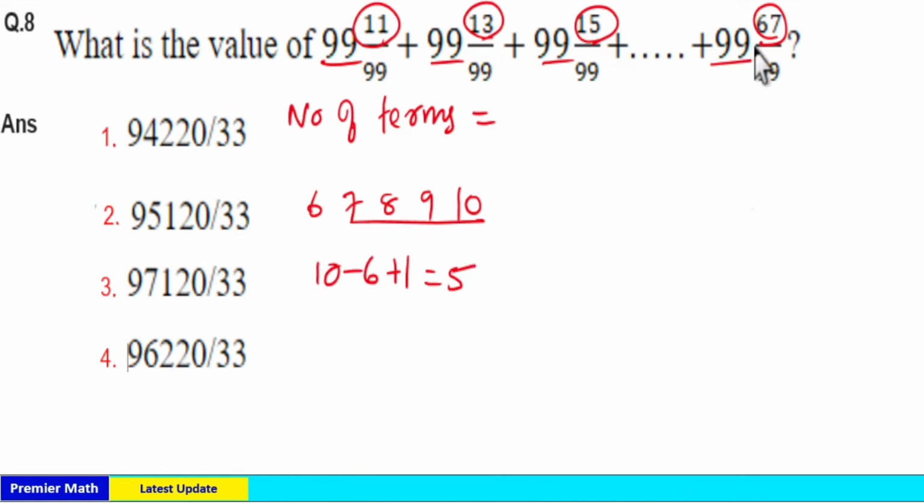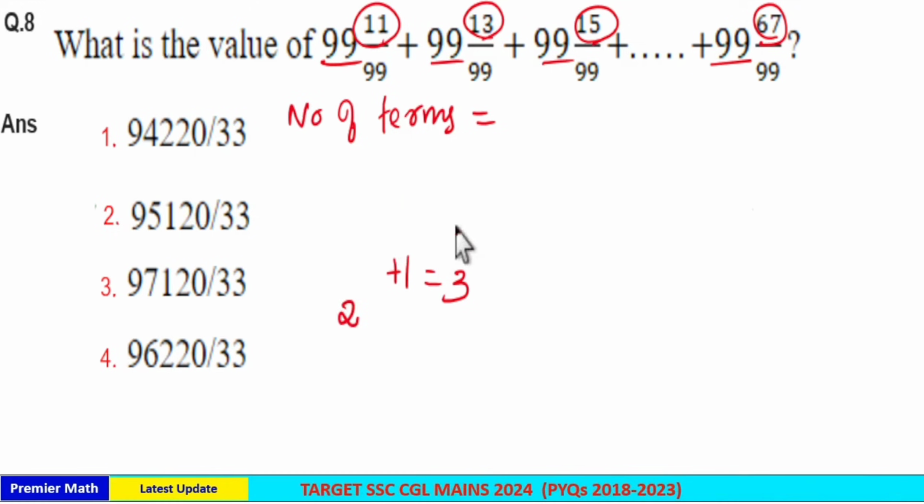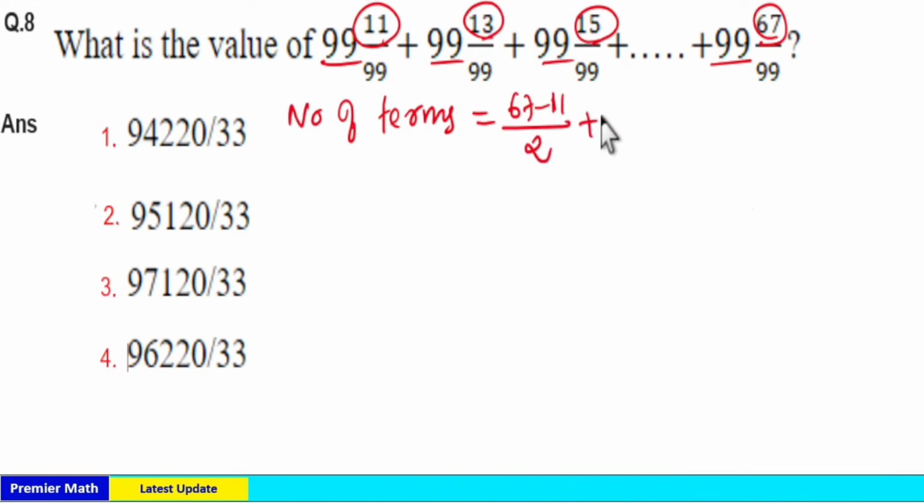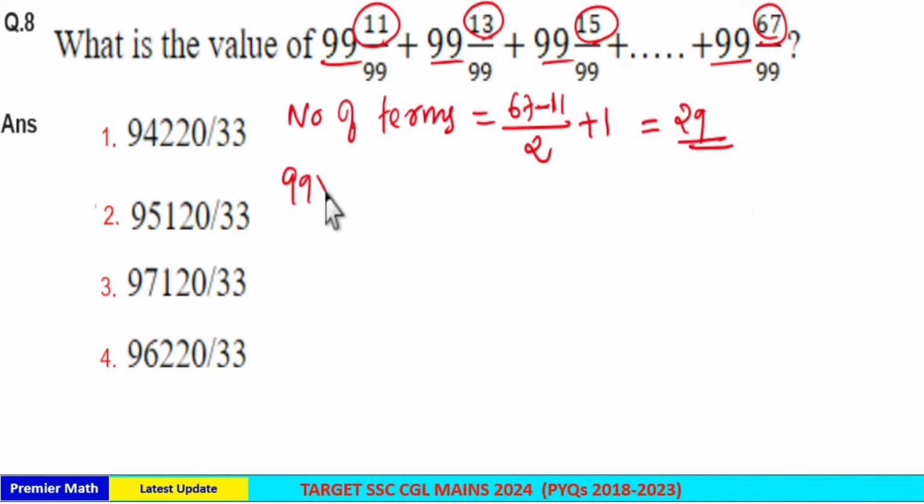But here you have odd numbers. In the case of odd and even numbers, divide 10 minus 6 by 2. Then you will get 2 terms. That is, here if it is even numbers, you can see total 3 terms from 6 to 10. Same way, in the case of odd numbers, last term minus first term divided by 2, plus 1. Now this is equal to 56 by 2 is 28, 28 plus 1 is 29. Total 29 terms. So 99 repeated 29 times.